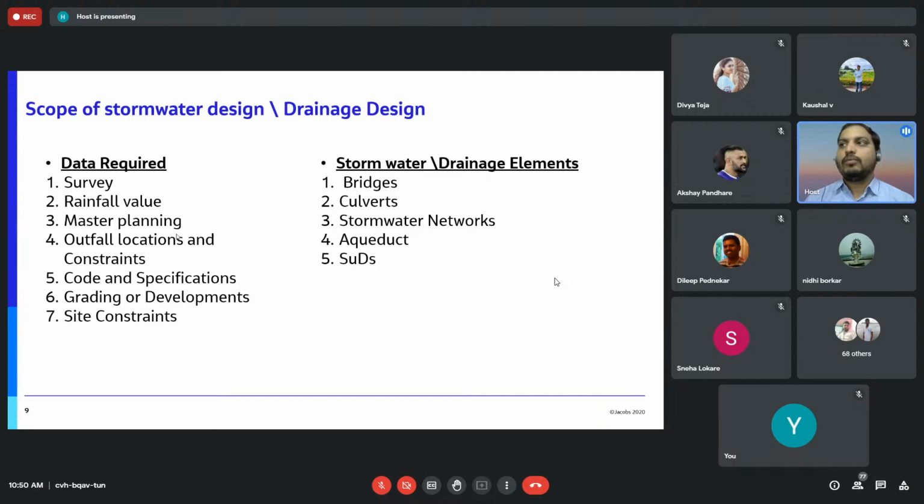Normally, when we consider stormwater and its elements, we have the bridges. Bridges are divided into major bridges and minor bridges. Then we have the culverts, like pipe culverts, and we can use box culverts. Then the drainage elements, like the stormwater networks. The stormwater network can be in the form of pit and pipe, V-shaped channels, open channels, or swales. There are various stormwater networks we use in our designs. Then we have the aqueducts, and then we have the SUDS. These two features we will cover in detail in the next slide.